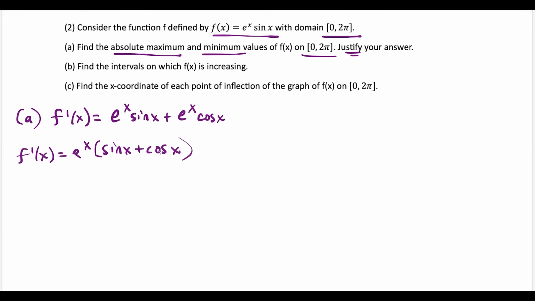So we want to think here, when is f prime of x equal to 0? f prime of x is going to be equal to 0 when the second factor is equal to 0, because e to the x, just be mindful, is always positive. So this piece here is always positive. So if we set sine x plus cosine x equal to 0, this is a no calculator question. We have to know a little bit of trig here.